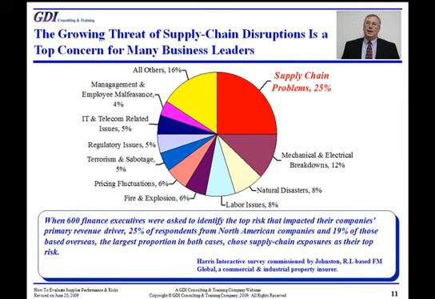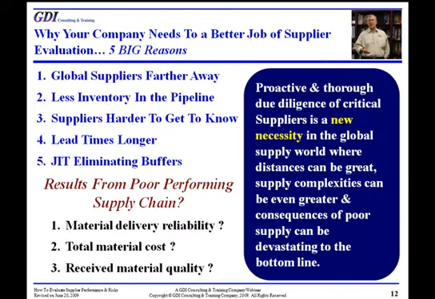And this should not be a surprise, because supply chains have now globalized, and it's getting more and more difficult to manage those because of all the complexities and distances and languages involved. So then we ask the question, why does your company need to do a better job of supplier evaluation? There's 5 big reasons. 1, suppliers are simply farther away than ever before. You just can't get in a car or in a small jet or a small plane and go and see them. It's a long journey to Eastern Europe or to Asia.